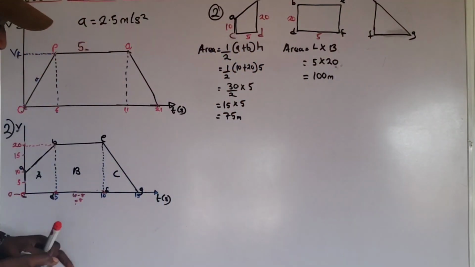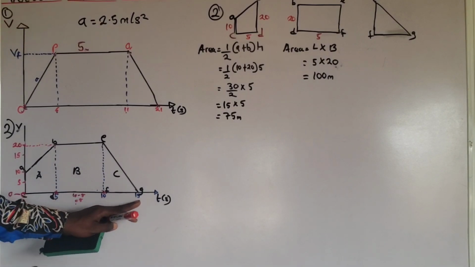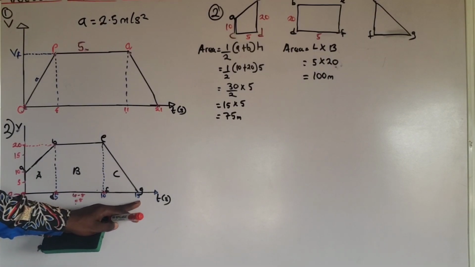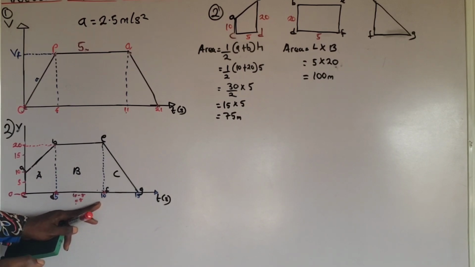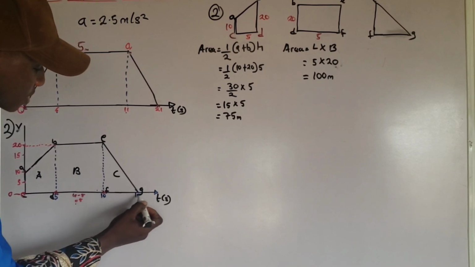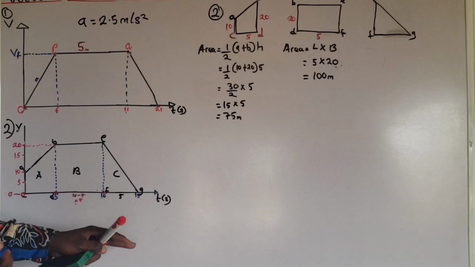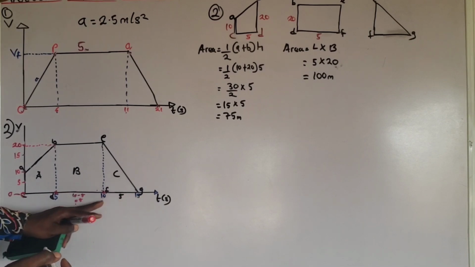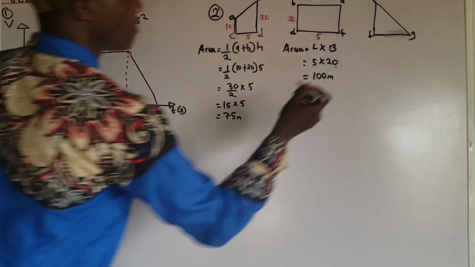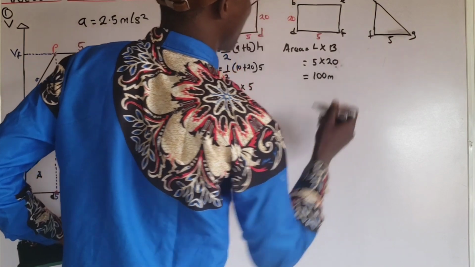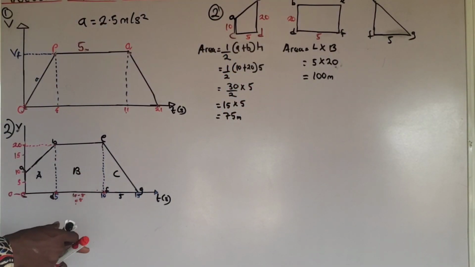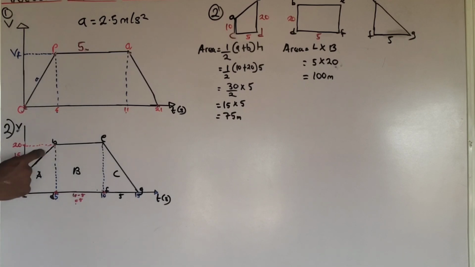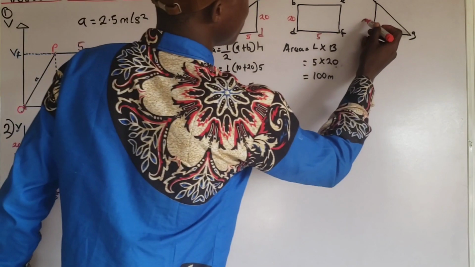Now, from this point to this point, the difference is what? 15 minus 10. 15 minus 10 is 5. So the distance between this point to this point is 5. That is the time. So the time taken from this point to this point is 5. Now, that means that FG is 5. And EF is also the same thing as BD. You understand? So that will be 20. So here I'm going to have 20.